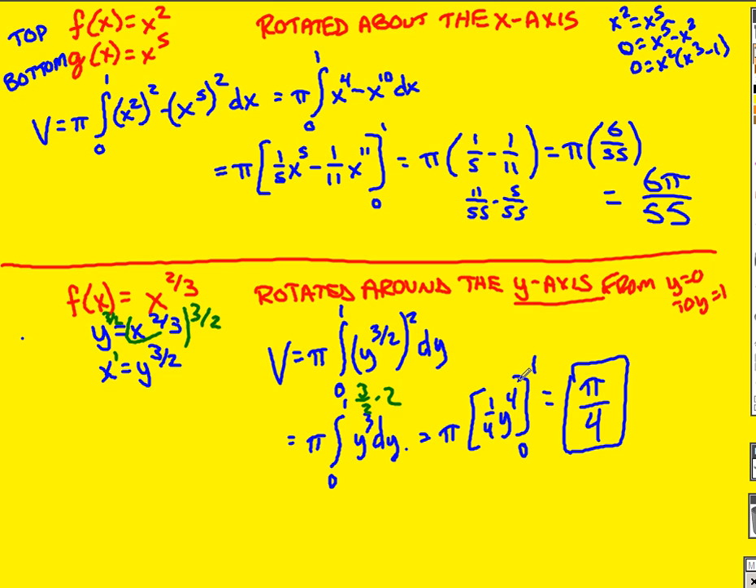Okay, so now it's 1/4 y to the 4th. If I plug that in, when I plug in y equals 1, I get 1/4. When I plug in y equals 0, I just get 0. So pi times that is why I get pi over 4 as my answer.